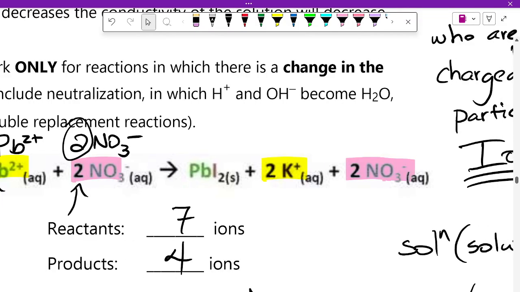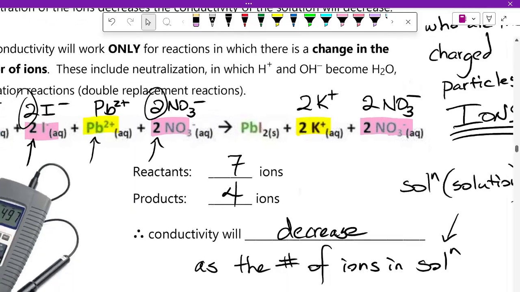Why is the product 4? Because we have 2 K pluses, we have 2 NO3 minuses, but the lead and the iodide, although they are still ions, are stuck together so they're not freely moving. So they cannot conduct electricity. They're sitting in a little chunk at the bottom of the container. Good stuff.